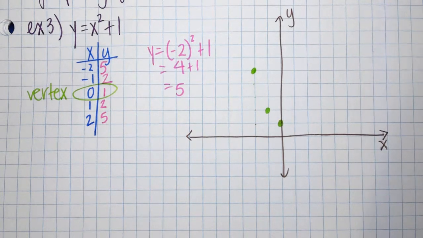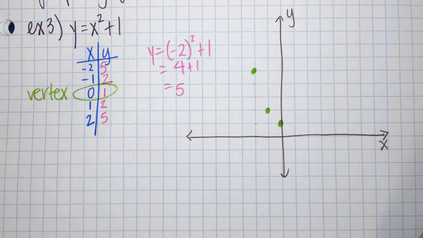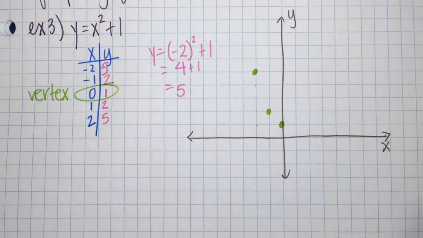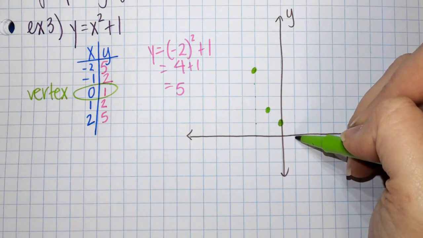Uno, dos. Got it. Wait, uno. A la derecha. Which way? Tell me where to go. I know where to go. For 1, 2, tell me where to go. Derecha. Y dos arriba.